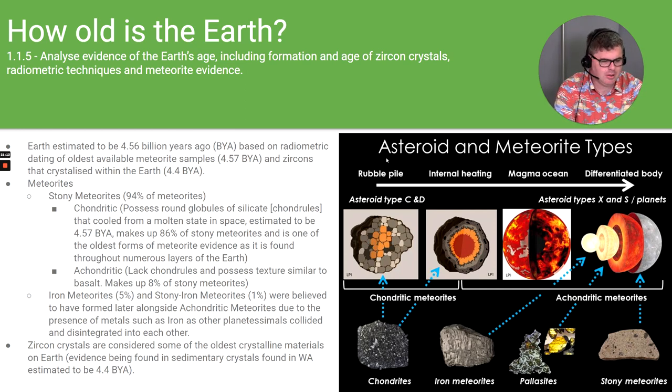So here we have the asteroid and meteorite types. A rubble pile was the original mass of material that was floating around in space. Chondrites and chondritic meteorites were found there. Over time, iron meteorites started hitting them, forming outer layers, then achondritic meteorites and stony meteorites.